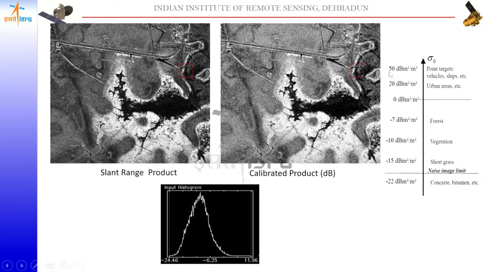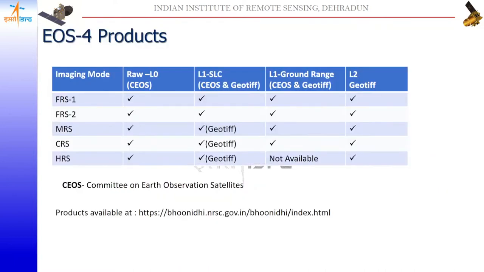So this is the range. It is from plus 50 dB to around minus 22, where water bodies have very negative values, and point targets, vehicles, ships have very high values, plus 50 dB. In this way we can convert our DN products to the calibrated product. Now I will discuss some EOS products.